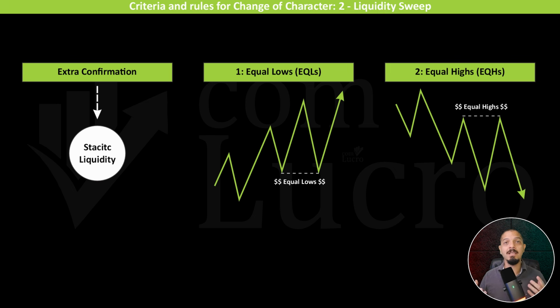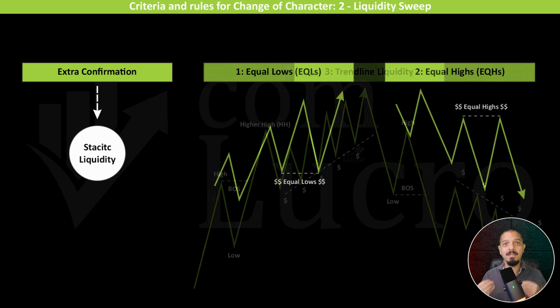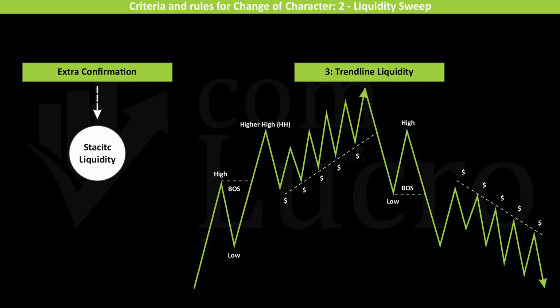I'm talking about things like equal lows, equal highs, and dynamic trend lines. Each of these fits into some classic chart formations you've probably seen before, like double bottoms, double tops, sometimes even triple tops or bottoms, and of course, those bullish or bearish trend lines that everyone draws.